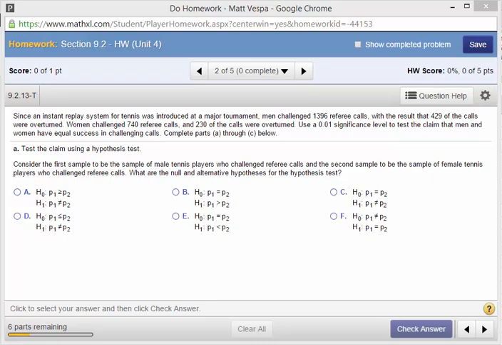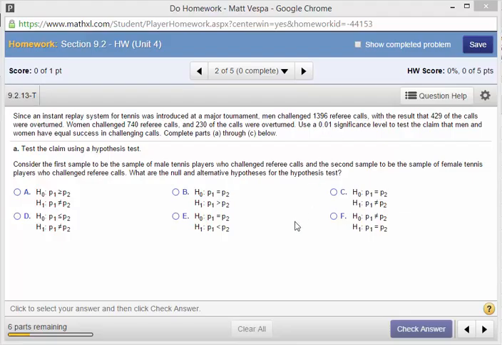In this exercise, we have a hypothesis test concerning two proportions. We want to compare the successful rate of challenges by men in tennis matches to the successful rate of challenges by women in tennis matches. And you can see for the men that out of 1,396 challenges, 429 were overturned. And for women, out of 740 challenges, 230 were overturned.